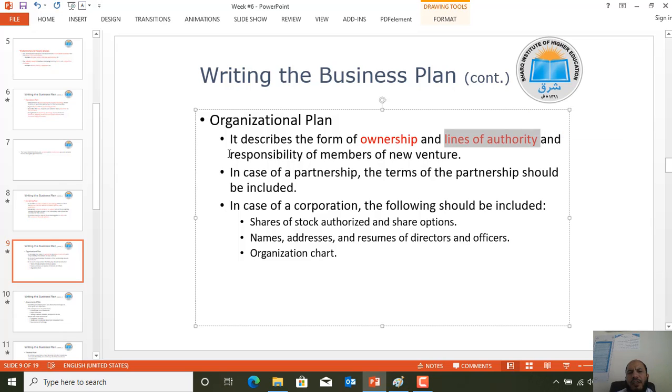Here we will explain the responsibility of the members of the new venture, and who is responsible for what. The TOR of the employees will be developed here. The job description for employees will be developed here, and also their duties and responsibilities, their skills, their qualifications and other things will be explained in the organizational plan.